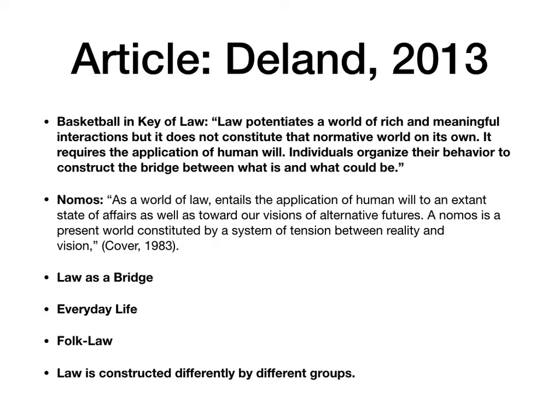And this is what we mean by the concept of nomos, and using law as a form of nomos. And nomos, in the Greek concept of that, is a world of law that entails the application of human will to an existing, a current state of affairs, as well as toward our vision of alternative futures. A nomos is a present world constituted by a system of tension between reality and vision, or what I say to you often is the difference between law as real and law as ideal.